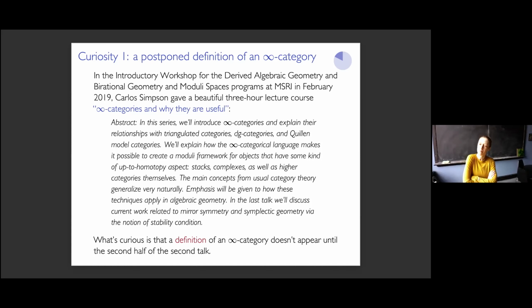But what's curious about his lectures is that he doesn't actually give a definition of an infinity category until about an hour and a half in, until the middle of the series. And this isn't at all meant as a criticism of Carlos. I mean, he's using that time well to give some beautiful examples and some motivation, but it's still a bit strange that if you're meant to introduce infinity categories, you wouldn't even define them until halfway through.